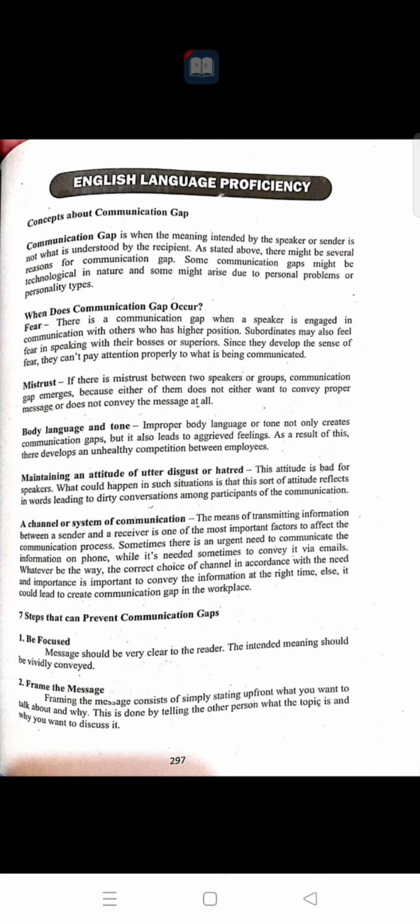Next, body language and tone. Improper body language or tone not only creates communication gaps, but it also leads to aggrieved feelings. As a result of this, there develops an unhealthy competition between employees. So, nagkakaroon din ng communication gap yung improper use of body language.